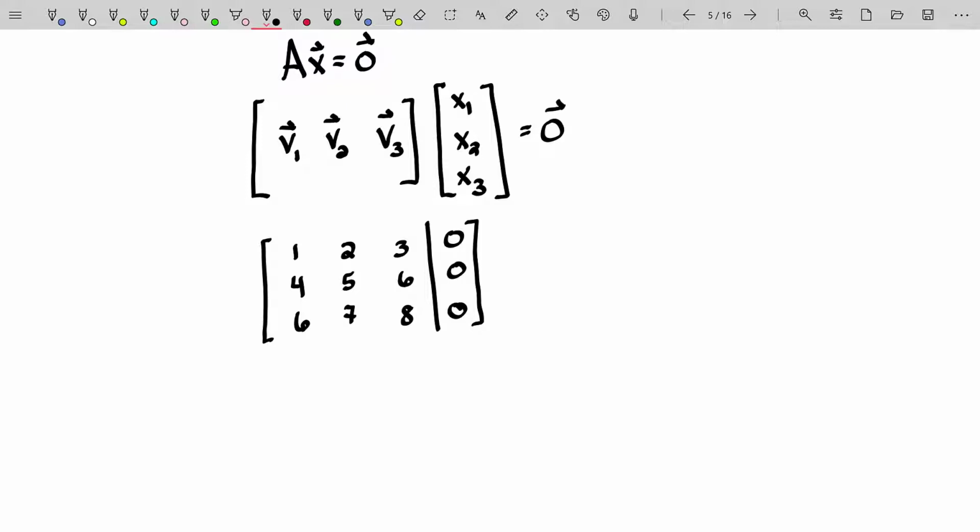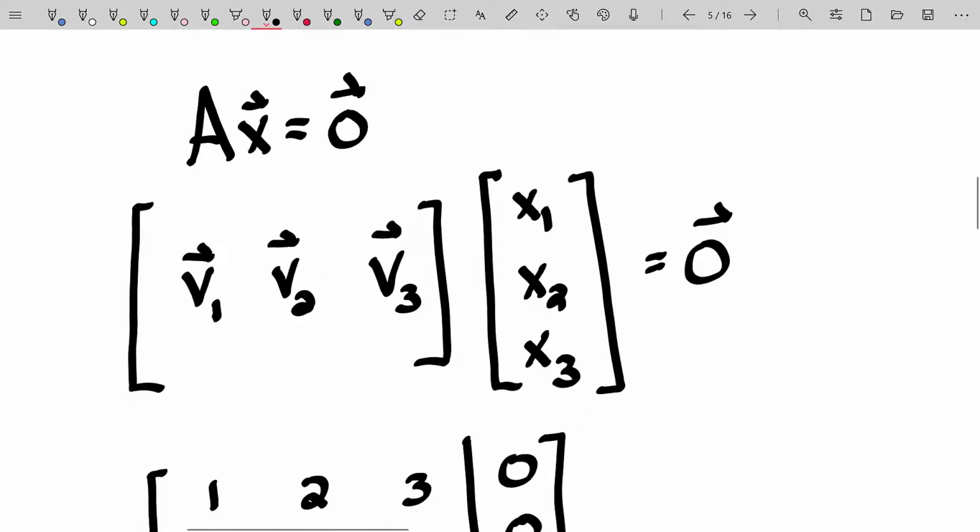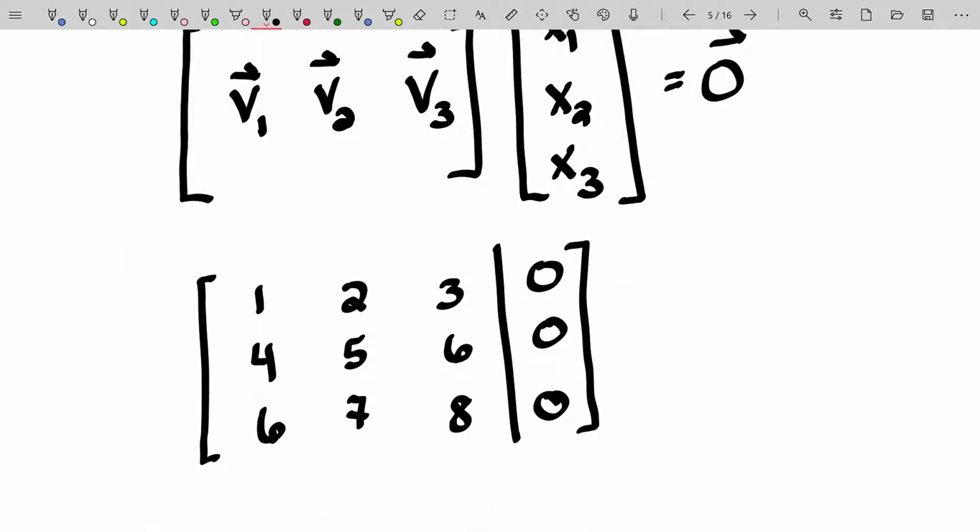I did kind of speed up a little bit, but you should know at this point that you can transition from a vector equation to an augmented matrix that quickly, or from a linear system to an augmented matrix that quickly, or from a matrix equation to the augmented matrix that quickly.